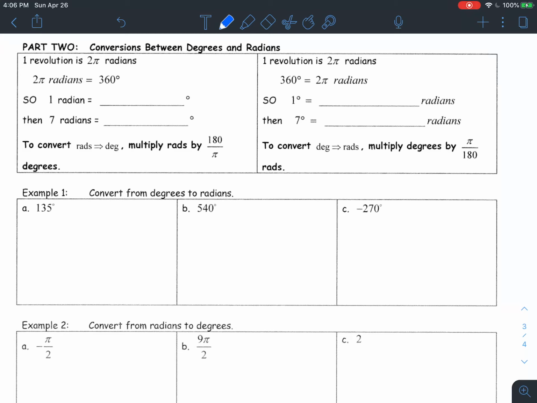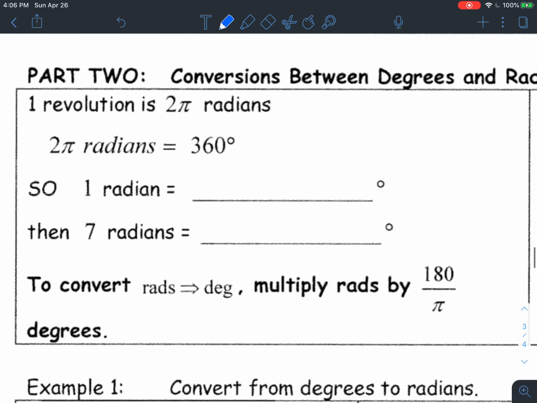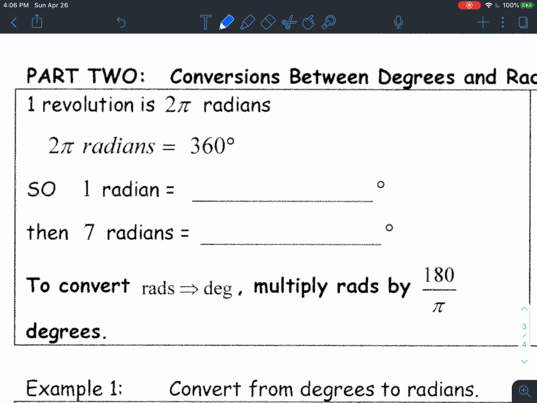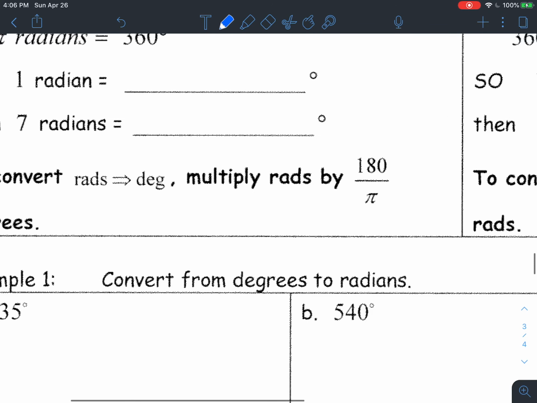But what goes one way, we have to also be able to go the other way. So here we have our method for converting between the two different forms. And basically, it all takes advantage of what one full rotation is in each angle measure. So a full rotation we know in degrees is 360 degrees. We know that one full rotation in radians is 2 pi. So that lets us convert between those two. That lets us approximate how much each of those things are.